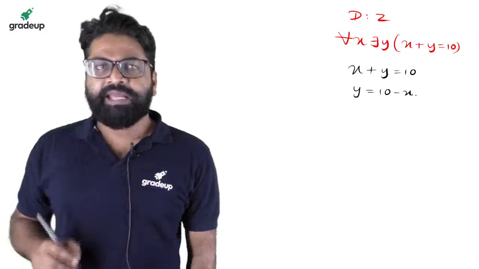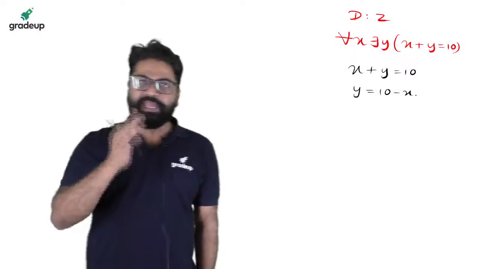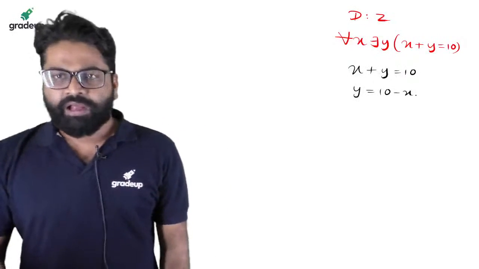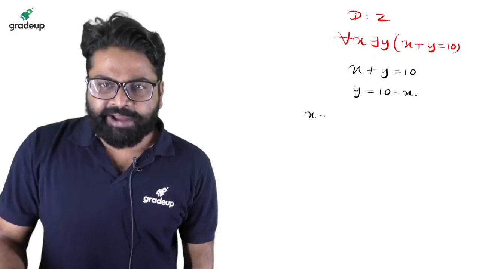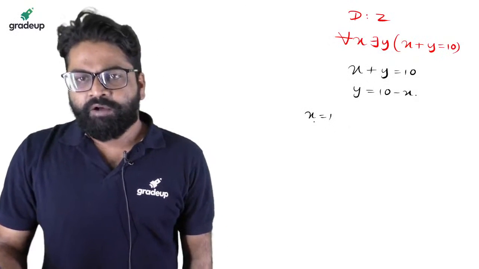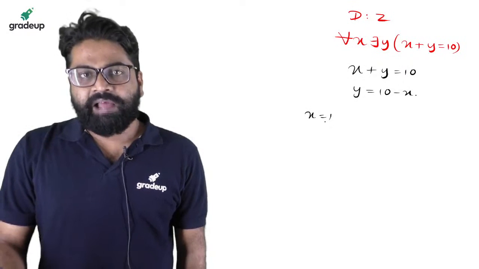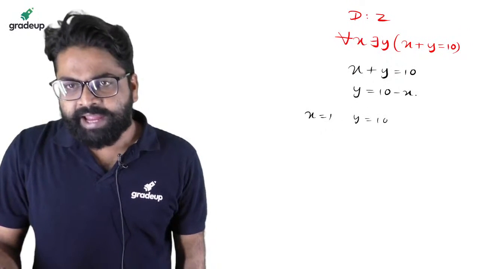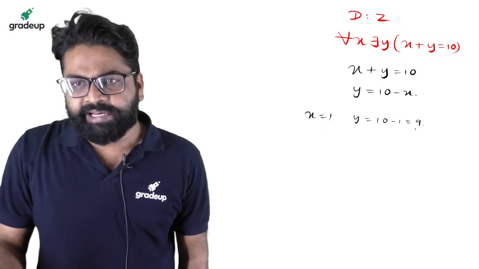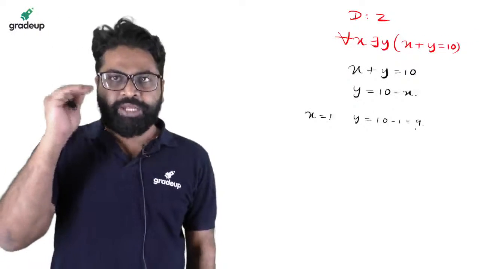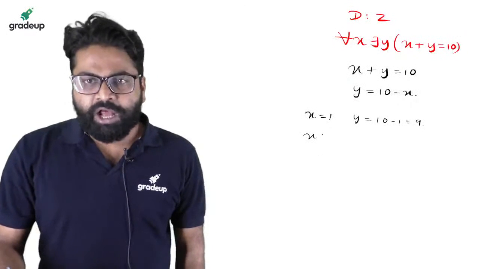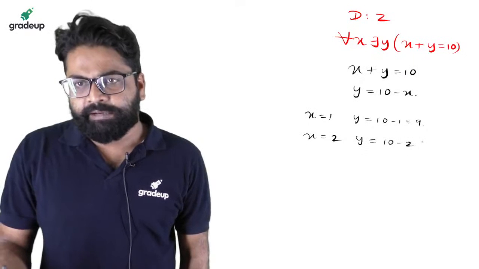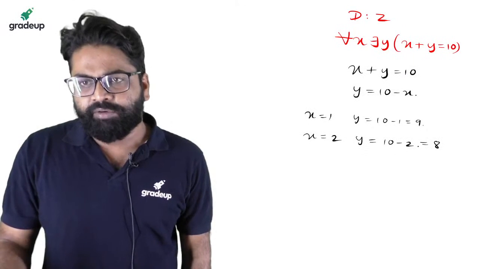What does this want to say? It says that for every x you will get a y. For every x there exists a y. Let's take values. What will happen if I put x equals 1? Will I get a value of y for this x? Let's substitute: y equals 10 minus 1, which is 9. So if you put 1, you get 9. Now what if you put x equals 2? You will get 10 minus 2, which is 8.